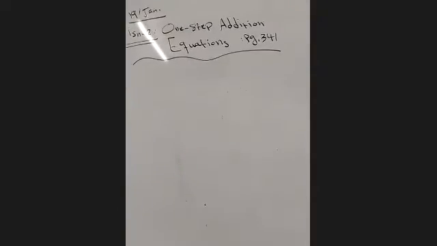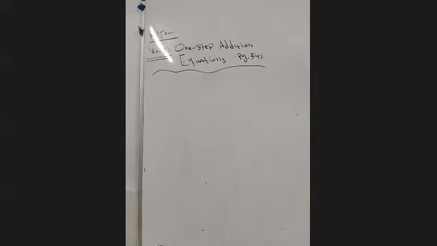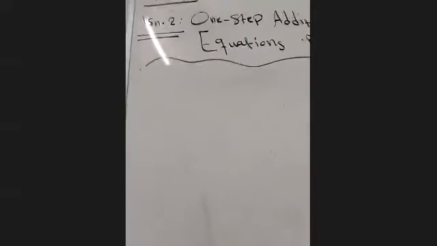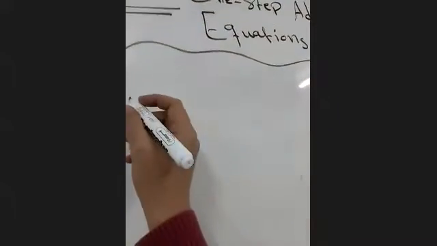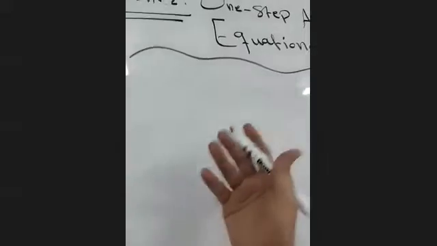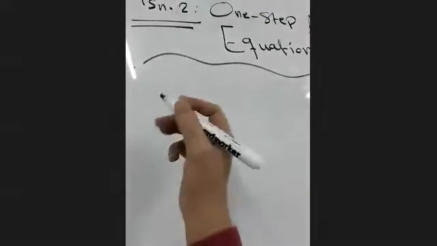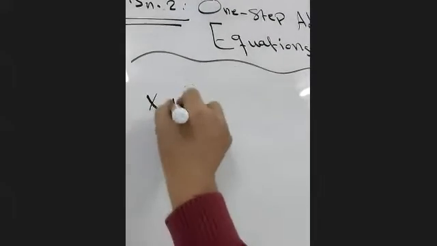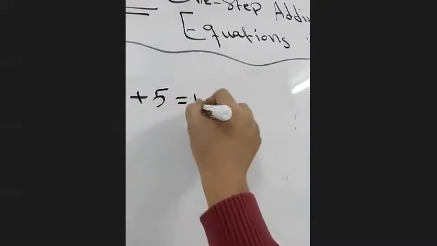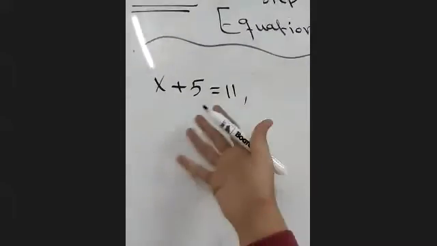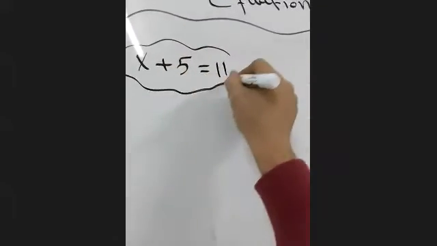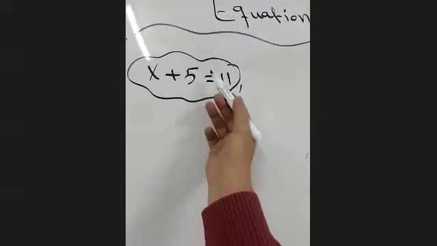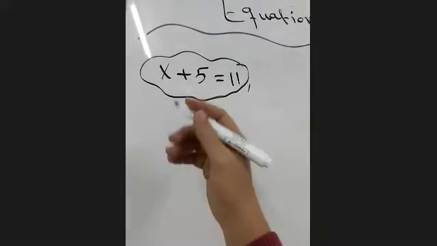Okay, guys, our lesson for today is one-step addition equations. In the previous lesson, we checked the solution from given numbers. For example, x plus 5 equals 11. I gave you numbers beside this equation. This we call an equation. If an algebraic expression has an equal sign, we call it an equation.